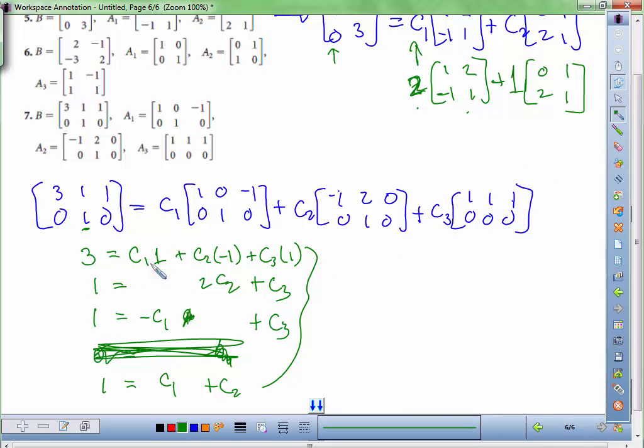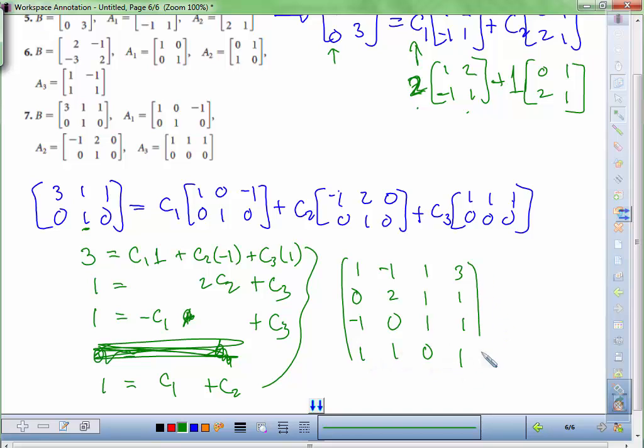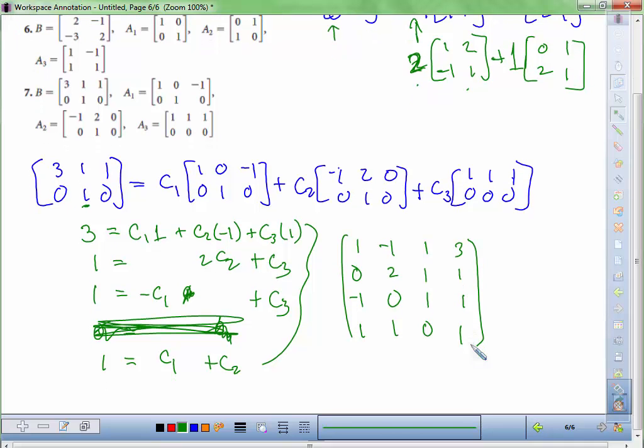All right, so it's going to be an augmented matrix. I have 1, -1, and +1, and then a 3 for the augmented portion for the first equation. Second equation, I have a 0, 2, and a 1, and that's equal to 1. The third equation, I have a -1, a 0, and a 1, and that's equal to 1 again. And then the last equation is a 1, 1, 0, and that's equal to 1. So let's see if we can actually find a solution for this. So we went from a system of linear equations to a matrix, and we're trying to find solutions.